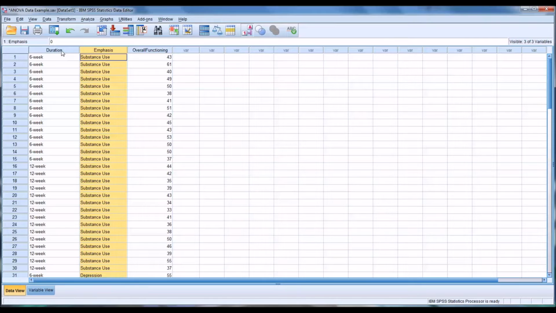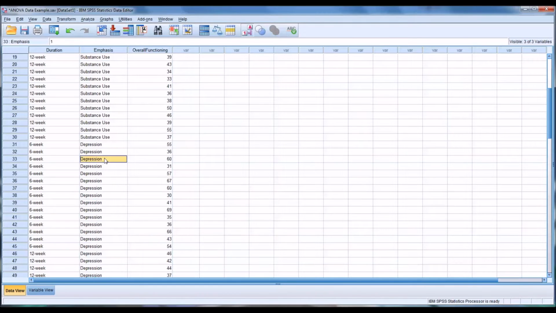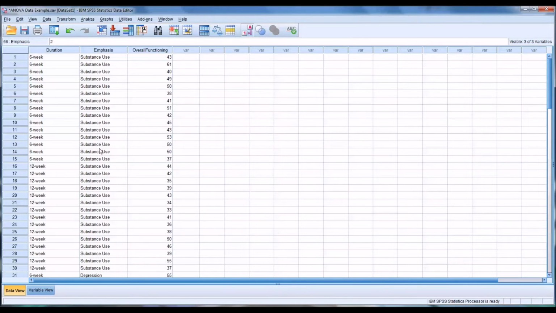So what we want to know is, we want to be able to detect a difference in the 6 week group versus the 12 week. We want to see if there's really a difference there. And we want to see if there's a difference by emphasis. Meaning, is there a difference between the substance use focused and depression-focused and trauma-focused groups. And then furthermore, we want to see if there's what's called an interaction effect, meaning a combination of duration and emphasis that result in a statistically significant difference.